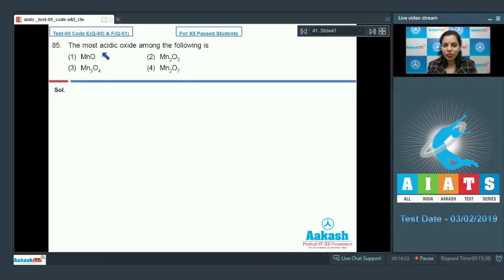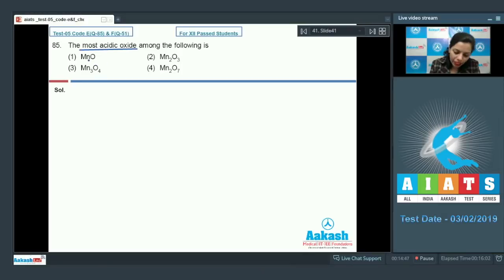Question number 85. The most acidic oxide among the following is: all of these are oxides of manganese. We need to just identify the most acidic oxide of manganese. We should always know that the oxide in which the element is present in a higher oxidation state is more acidic. So we have to just identify the oxidation state of manganese in all of these oxides.